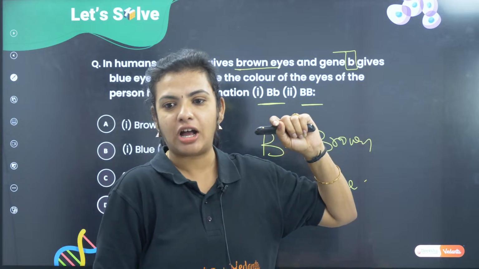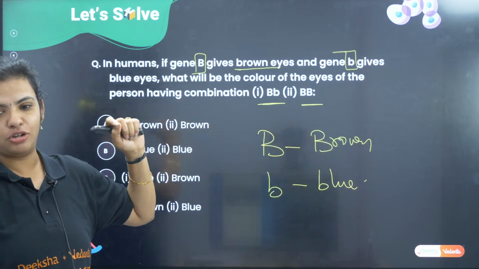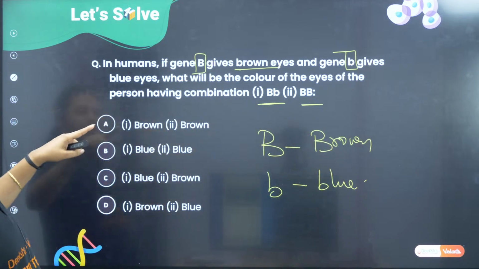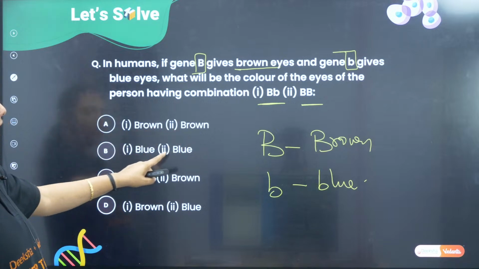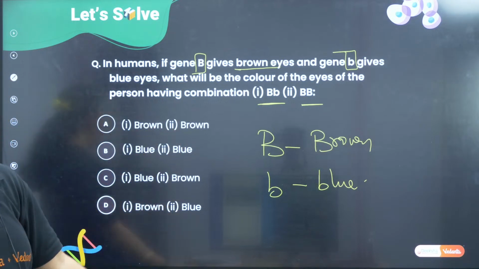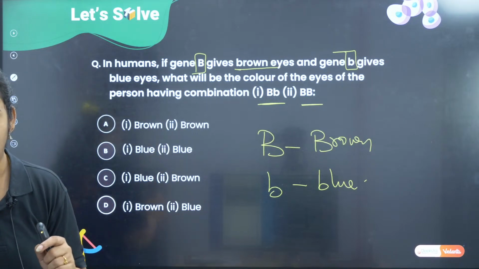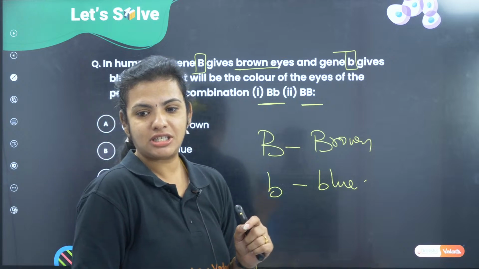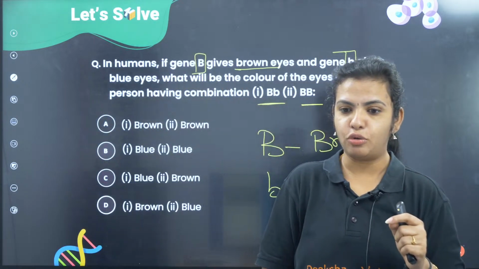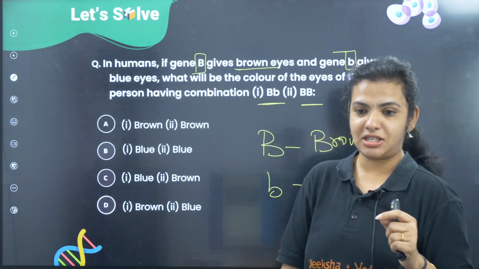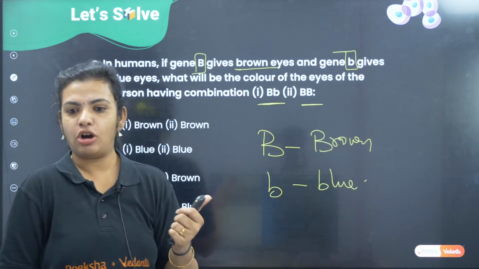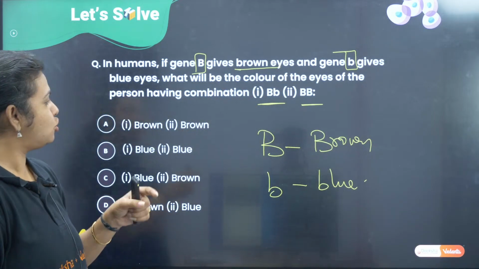Alright, Ifra, I'll call you Ifra. Okay, so we have brown and brown, blue and blue, blue and brown, brown and blue. What would be the phenotype? Okay, so Dhanush says brown and brown, Purvika says A, everyone says A, very good, super. I think all of you have got it right here.